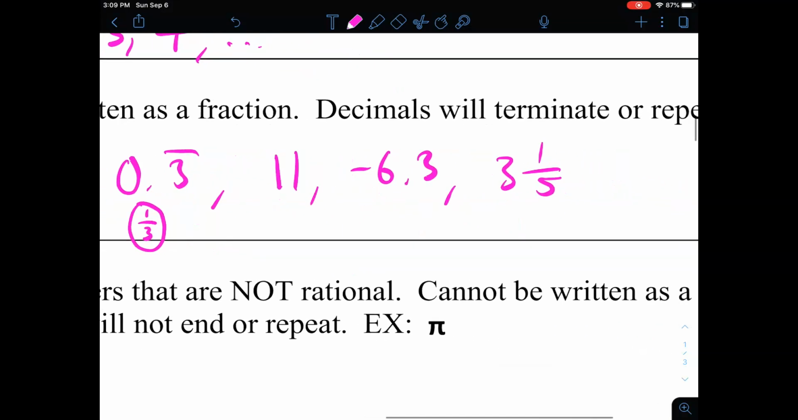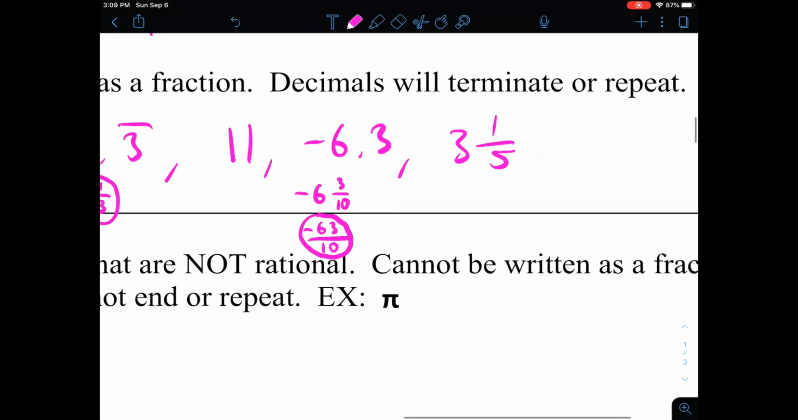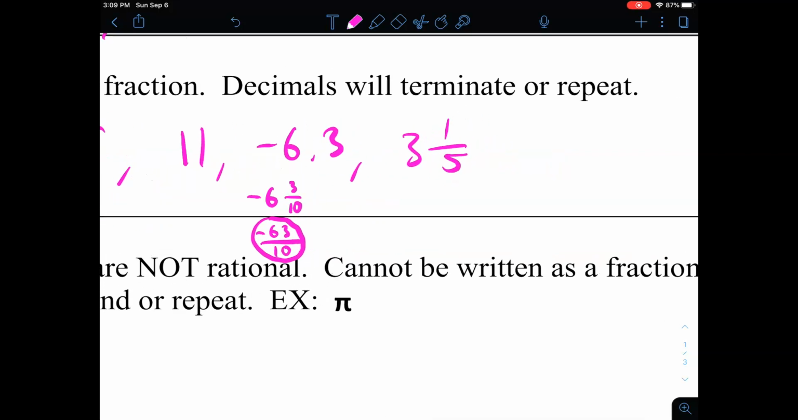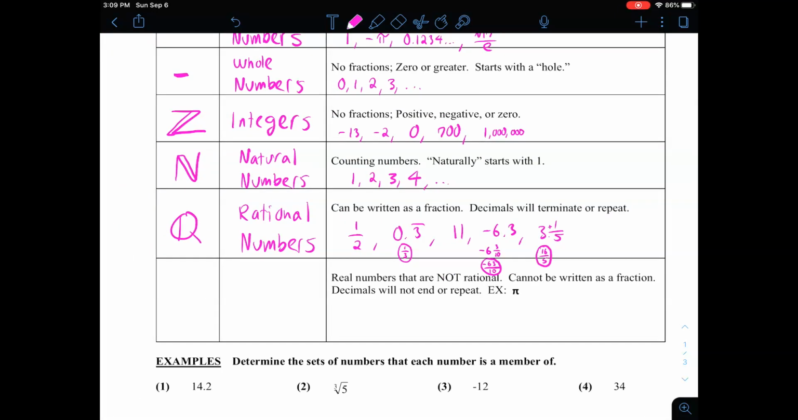11. What is -6.3 as a fraction? That's weird. It's 6.3, it's not a whole number. Well, this is -6 3/10. Or if you convert that to an improper fraction, that's going to be -63 over 10, right? Same thing over here. 3 1/5, convert that to an improper fraction, multiply and add: 3 times 5 is 15, plus 1 is 16 over 5. So even though these don't look like traditional fractions, they can be written as fractions.